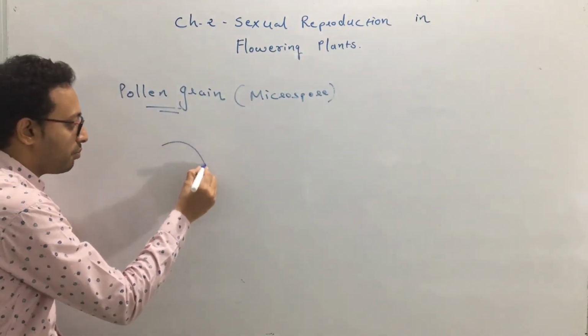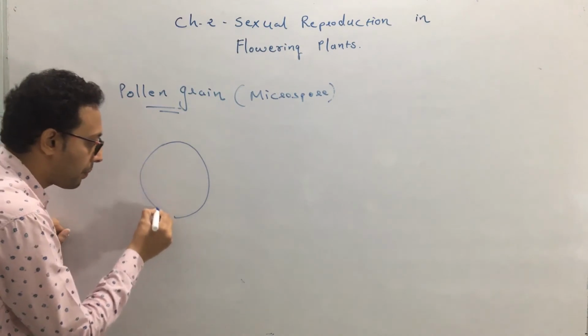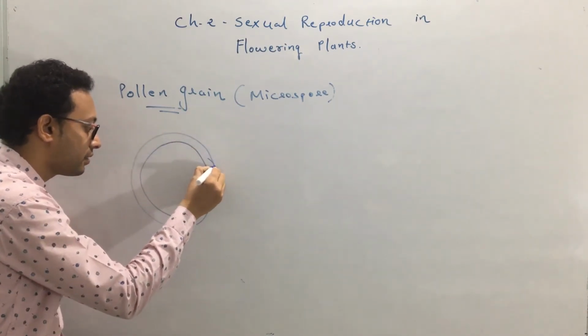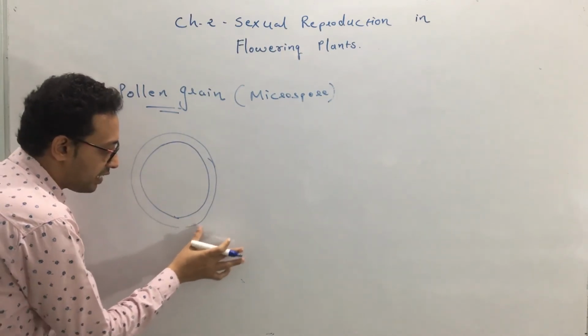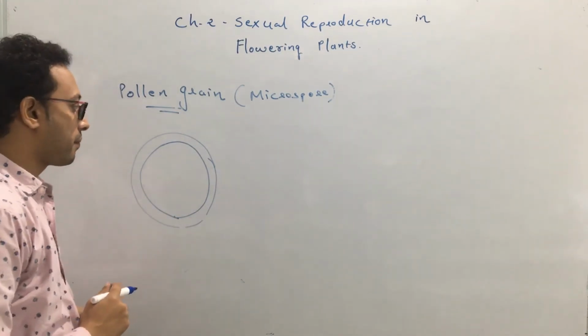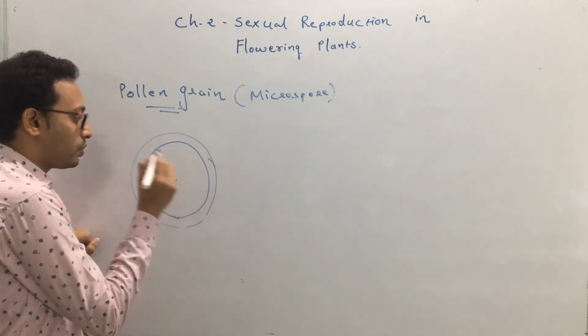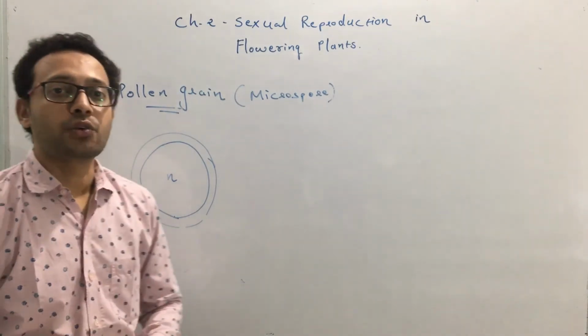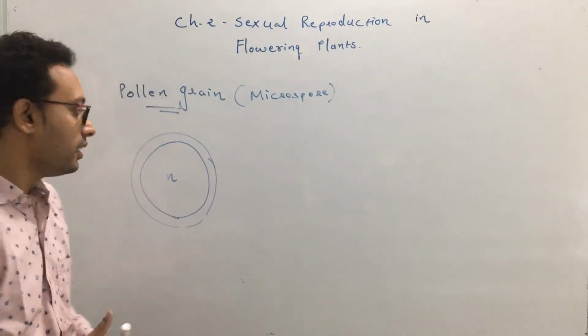Now you know that this is a pollen grain. It contains two layers. There are certain places where there is an absence of sporopollenin. It contains n number of chromosomes. Now what happens to it, or how are the male gametes going to be produced?